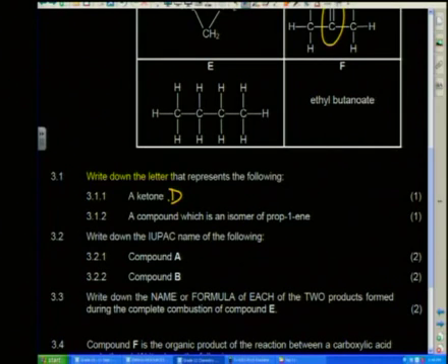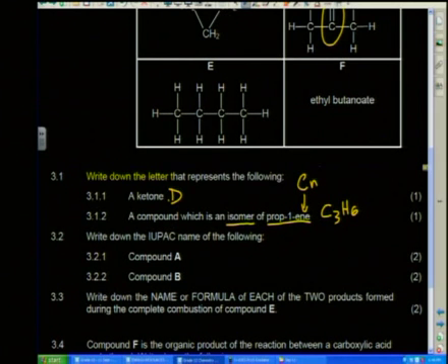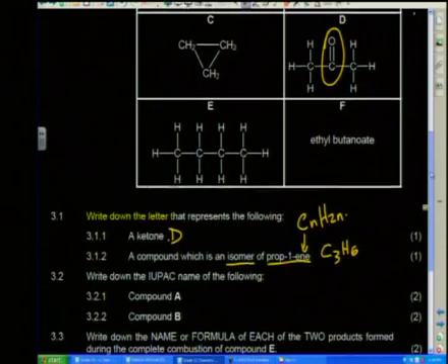Next, a compound which is an isomer. Just remember that an isomer has the same molecular formula as prop-1-ene. So we're looking for something which has the same formula as prop-1-ene. Prop-1-ene has a general formula of C3H6. The way that I did that was I knew that this was an alkene, and that means I've got a general formula of CnH2n. That helped me figure out the formula for propene. So I'm looking for something with the same molecular formula as C3H6.